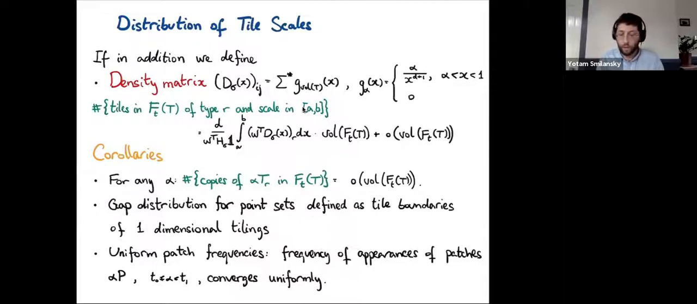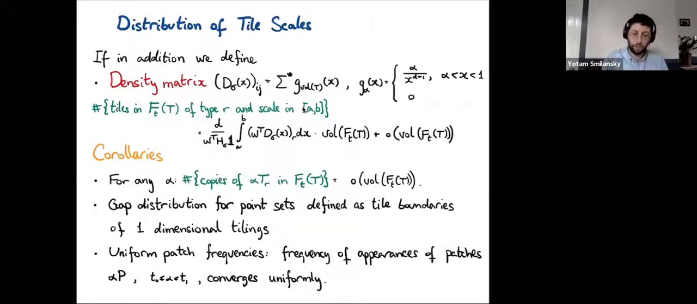I can't say a lot about pair correlations, but definitely about gap distributions, this gives the entire theory. And using this result, one can show uniform patch frequencies. So not only do tiles appear with these nice relative frequencies, every patch that you see, say you take two triangles and then one triangle above it, if you allow a bit of rescaling, you know exactly the frequencies of appearances along every tiling in your tiling space. So this is uniform patch frequencies.